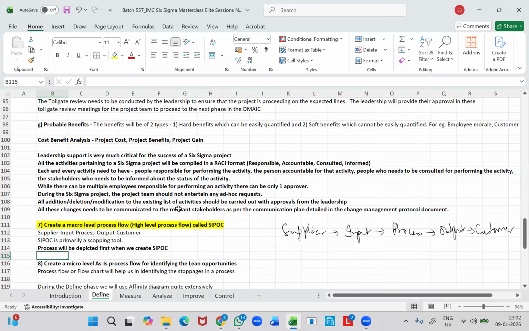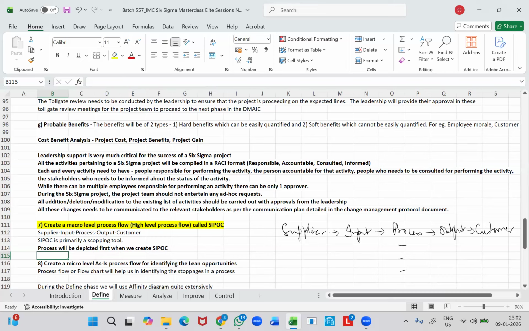So SIPOC is primarily a scoping tool, and process will be the first depiction that we will make when we create this SIPOC diagram. But another advantage that we can get when we construct the SIPOC diagram is that we would be able to clearly validate whether the input quality is the primary reason for the bad output quality or not, right? So here in the SIPOC diagram, as I told you, we would have also listed down all the inputs. So if it is a coffee preparation example, we would have listed down the process, the high level process, in just 4 or 5 steps, right?